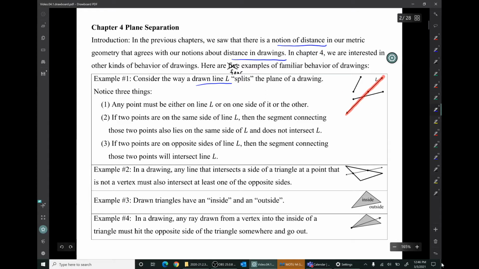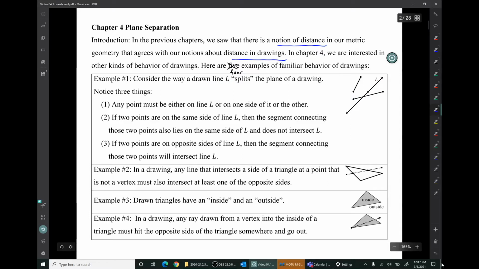Another thing to notice is that if 2 points are on the same side of the line, then the segment that connects those 2 points is also on the same side of that line and does not intersect the line. On the other hand, if 2 points are on opposite sides of that line, then the segment that connects those 2 points intersects that line.